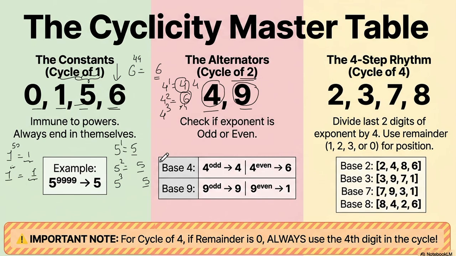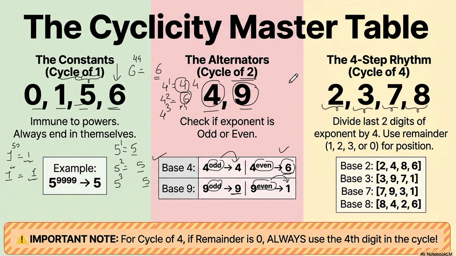So we have one short trick here. 4 to the power of any odd number, the unit digit is 4. If 4 is raised to any even number, then the unit digit of that number is 6. Similarly, 9 to the power of any odd number, the unit digit is 9, and 9 to the power of an even number, the unit digit is 1. So remember this trick.